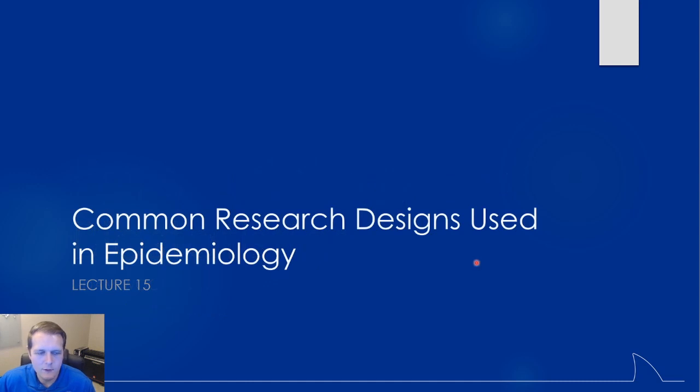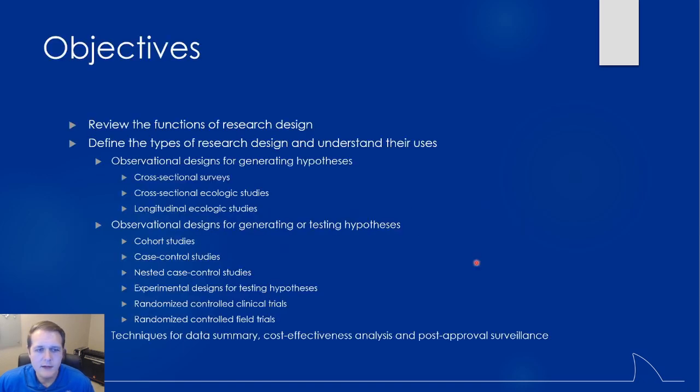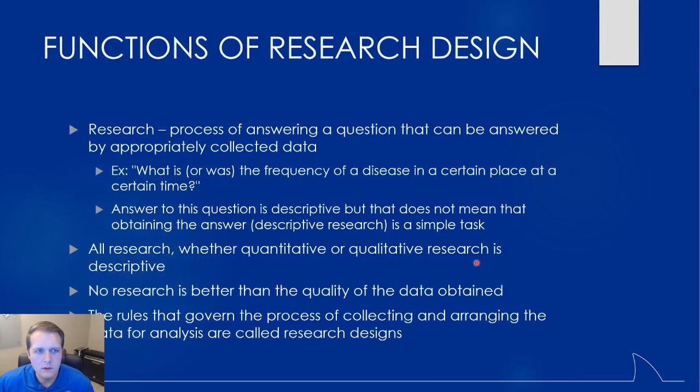We're going to look at lecture 15, where we talk about common research designs using epidemiology. Fortunately, this will be a lot of review. We're just going to be talking about similar study types that we've talked about before, just retooling them towards more epidemiologic sorts of investigations. Here are some of the objectives we'll hit on. You can check those out on your own.